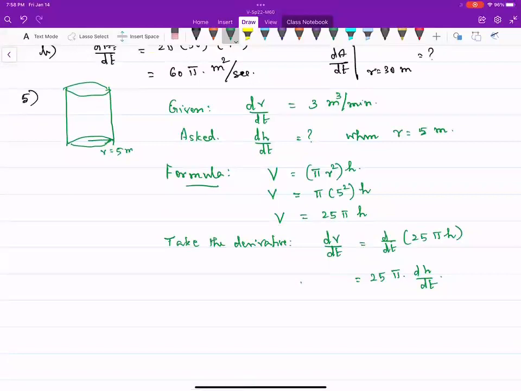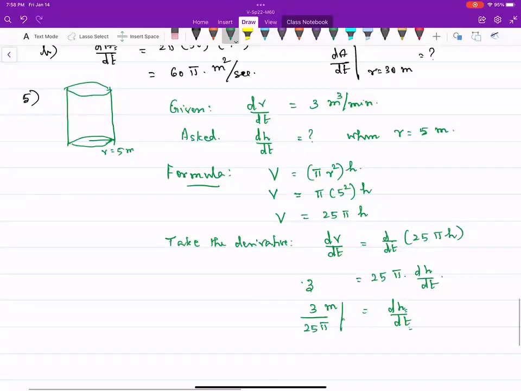So what is dV by dt given in the problem? 3. We are solving for dh by dt, so isolate dh by dt on one side and divide 3 by 25 pi. Because h is measured in meters and t is measured in minutes, this is meters per minute.